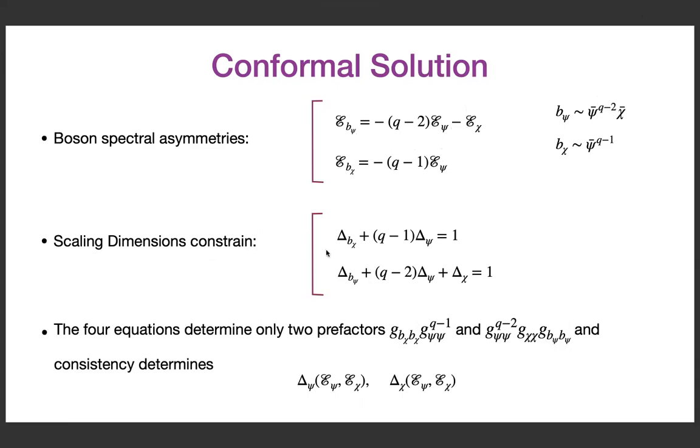And the scaling dimensions constraint gives you these 2 relations. So you can use these 2 relations to determine the bosons scaling dimension in terms of the Fermion. But now there are 2 unknowns, which are the 2 Fermion scaling dimensions as functions of the 2 spectral asymmetries. And again, the 4 equations I wrote before determine only 2 prefactors, and there are also a larger number of prefactors that are undetermined. But we will assume that just like before, the UV will pick some value for them.